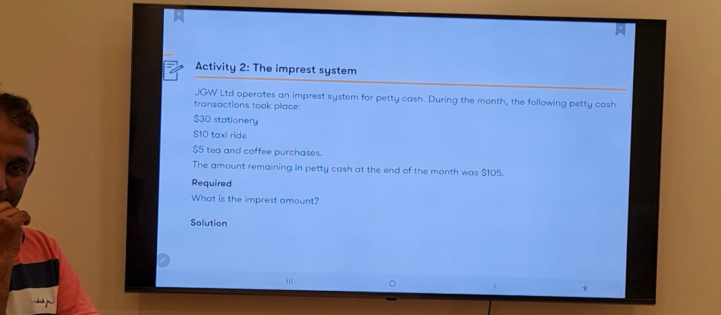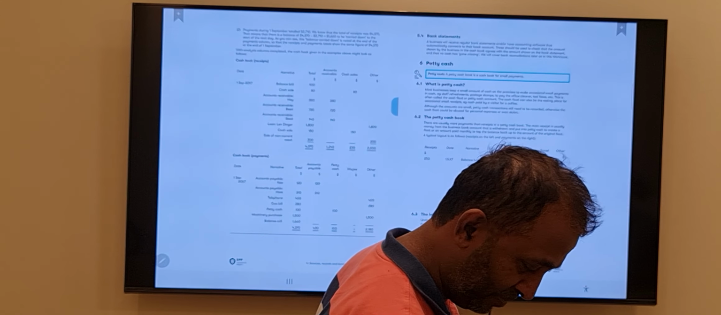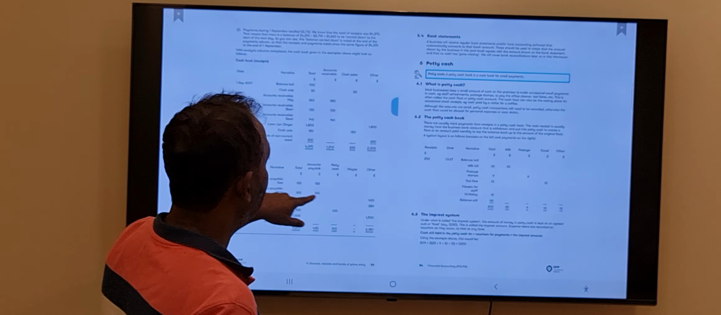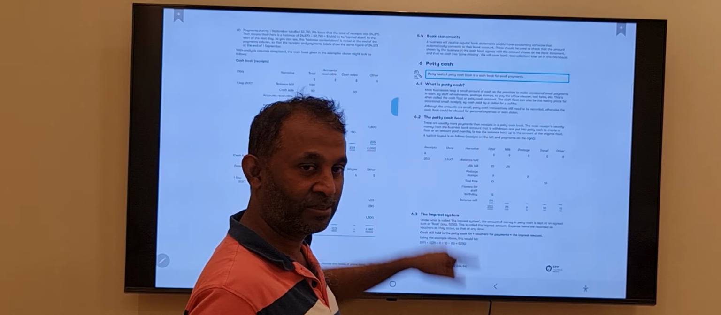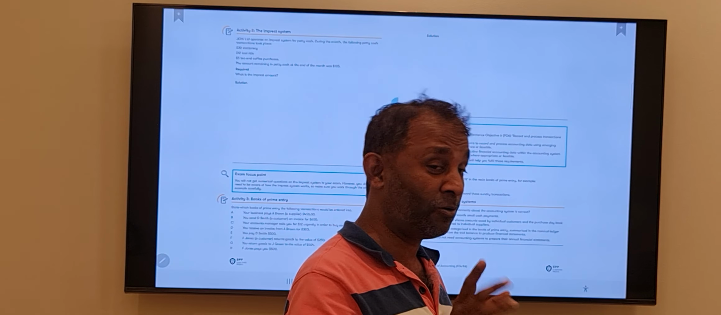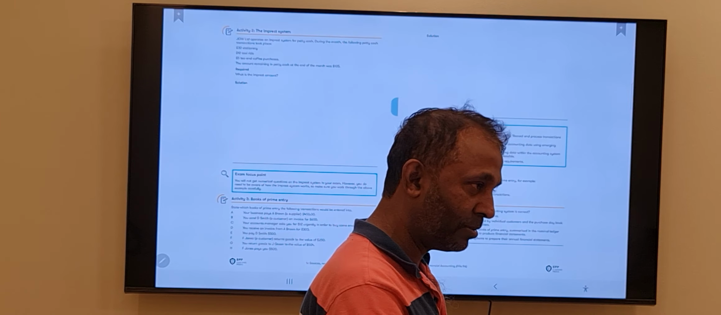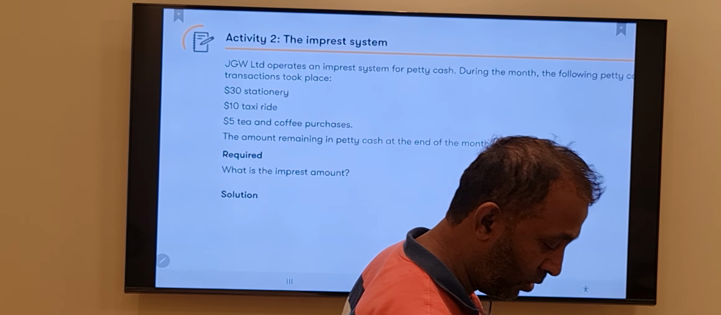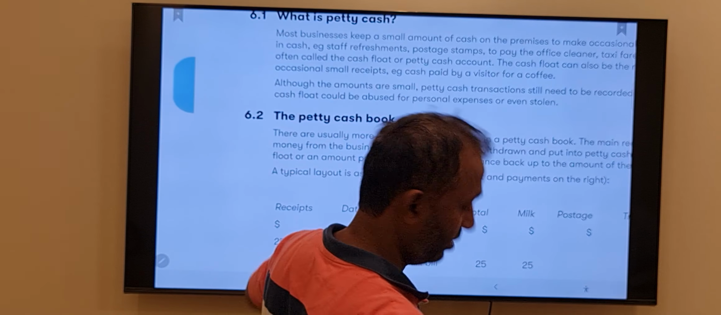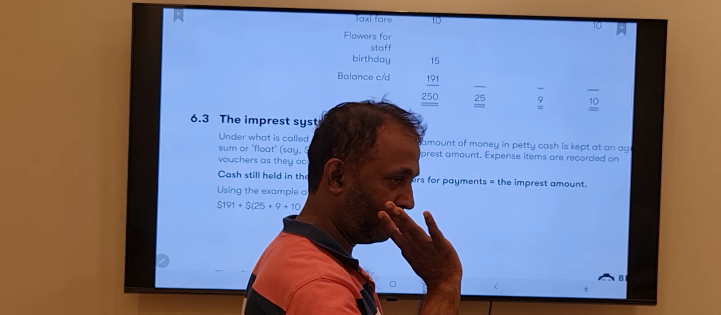So it is not the amount we are transferring. The total imprest amount, if you go to the previous examples, the imprest amount is this, 250. Reimbursement amount is different, based on the actual amount spent. You understood? You understood this first of all? If you understood this, then you can answer that question.